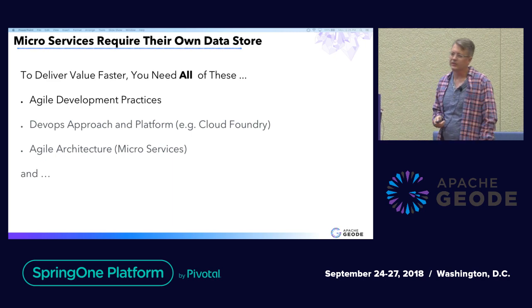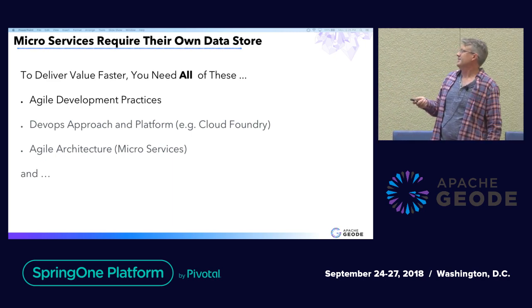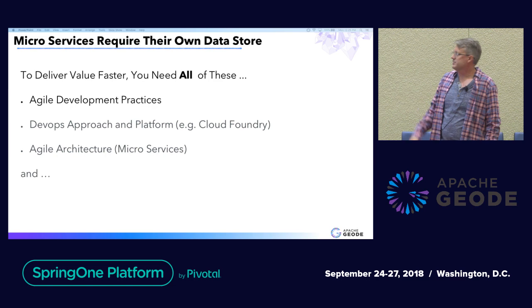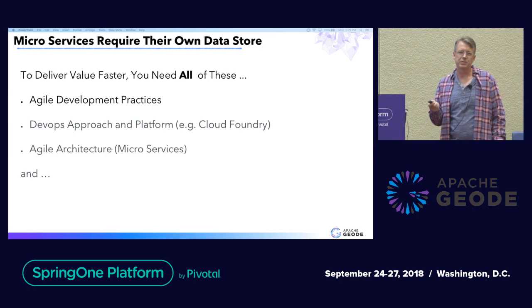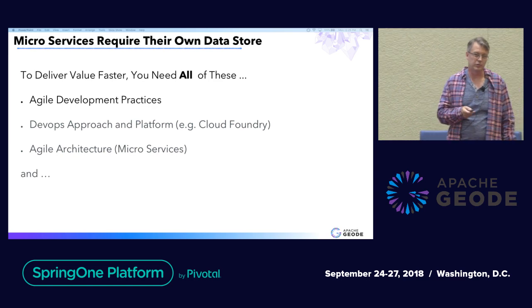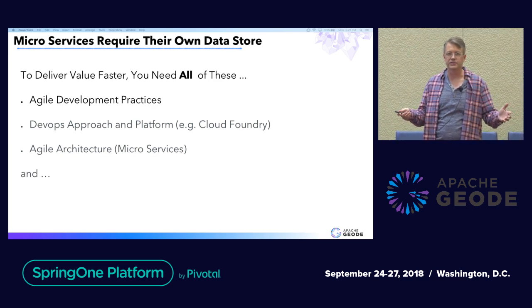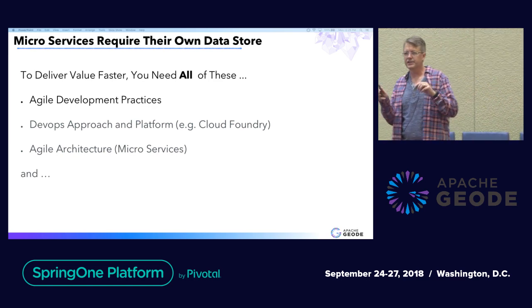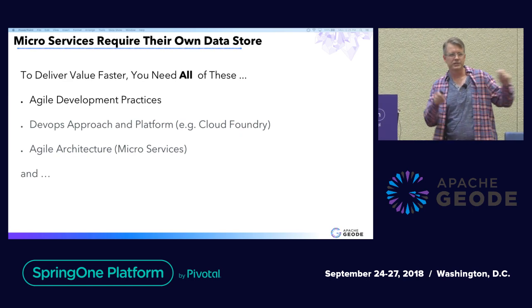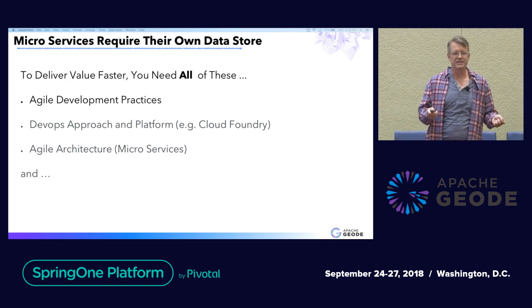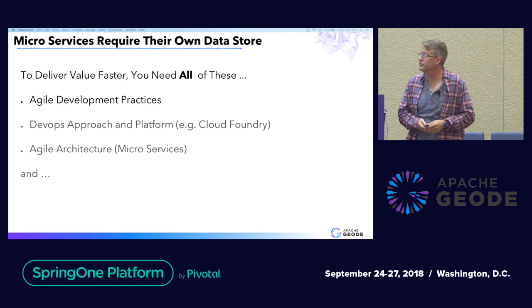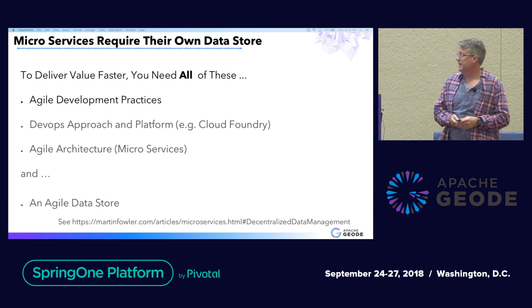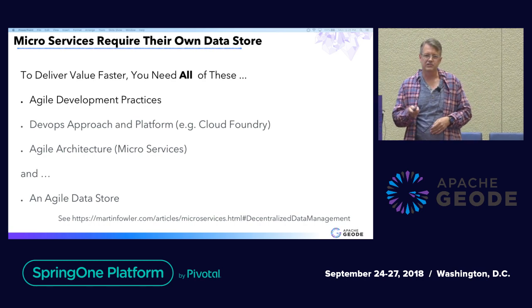So there are several things you need. You need, of course, agile development practices. You need a CI/CD pipeline so that those operations aren't manual, and some kind of platform that supports it. You need an architecture that allows your development teams to all work independently, not step on each other's toes. That's a lot of what microservices architecture is about. And then lastly, you need an agile data store.